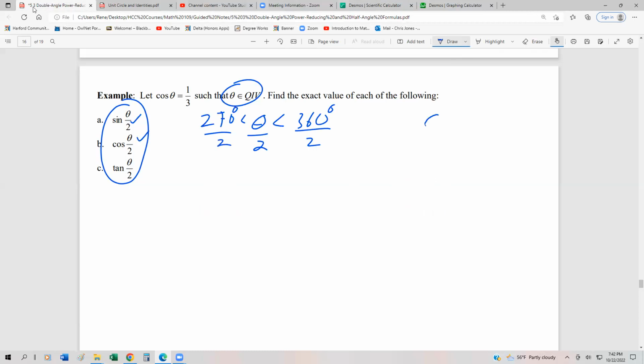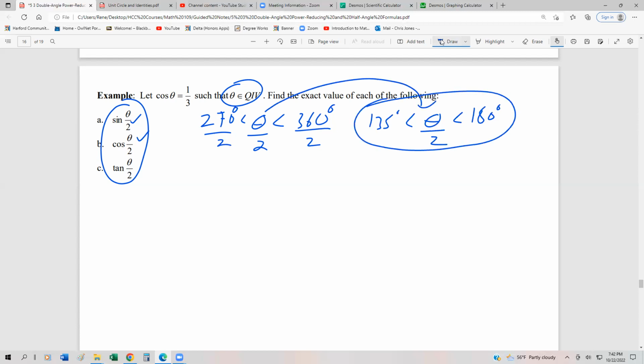So theta is going to be 135 degrees. And then 360 divided by 2 is 180 degrees. All right. So theta over 2 falls in quadrant 2. Okay, so theta over 2 is in quadrant 2.